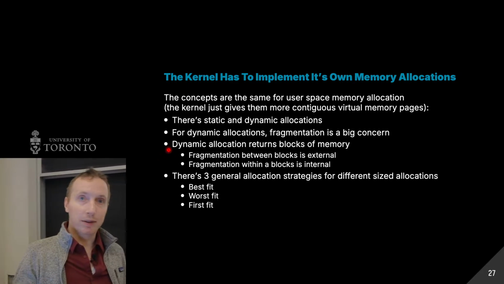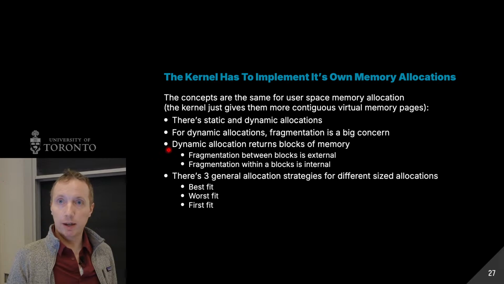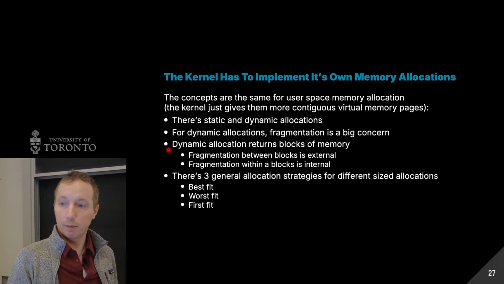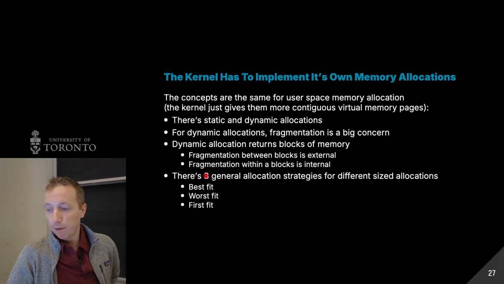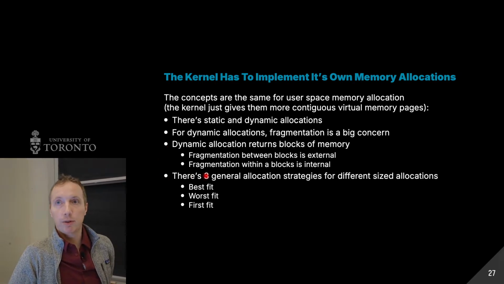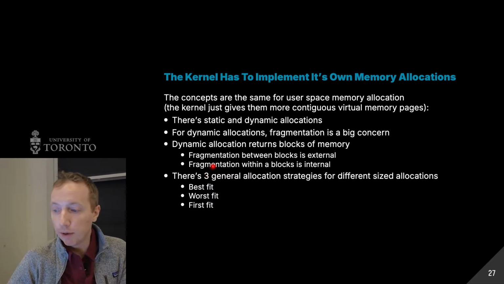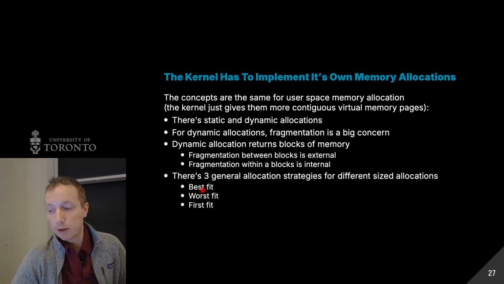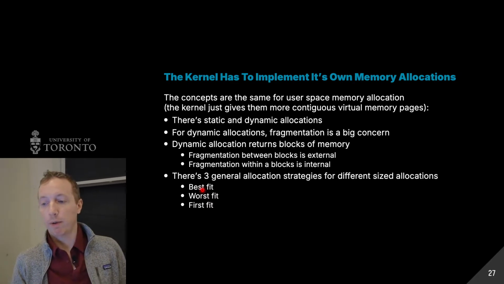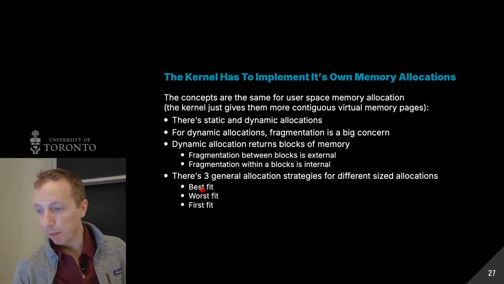Fragmentation is basically wasted space. Any wasted space between blocks is external fragmentation. Any wasted space within a block that the memory manager is dealing with is called internal fragmentation. First, we had a general allocation strategy which just gave users the exact size block that they requested, so there's no internal fragmentation, only external. We saw three general allocation strategies: worst fit, best fit, and first fit. But we probably wouldn't implement any of those.